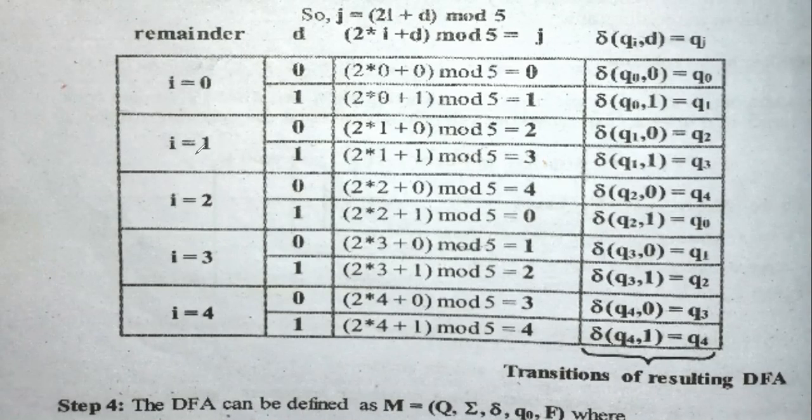By default, you can write i equal to 0, i equal to 1, i equal to 2, i equal to 3 and 4. So these are the possible remainders. In our formula also, we need to use the i value from the first column, and the d value 0 and 1.